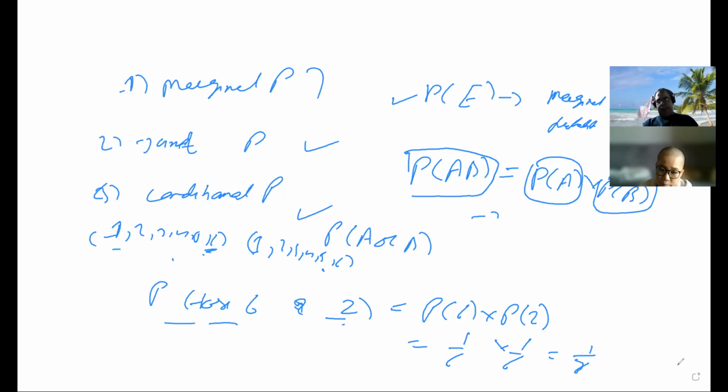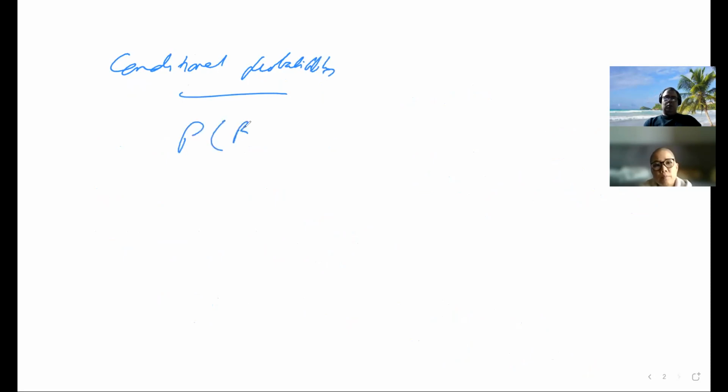Now the third thing is conditional probability. What is conditional probability? Conditional probability is denoted like P(B|A), B, a line, and then A. It means you are finding the probability of B and it is given that event A has already happened.